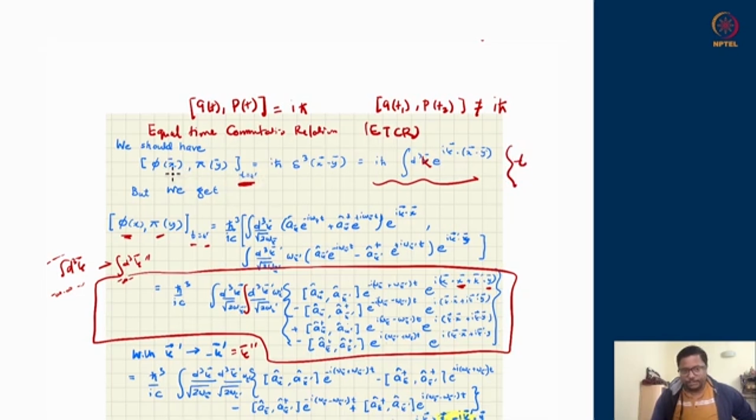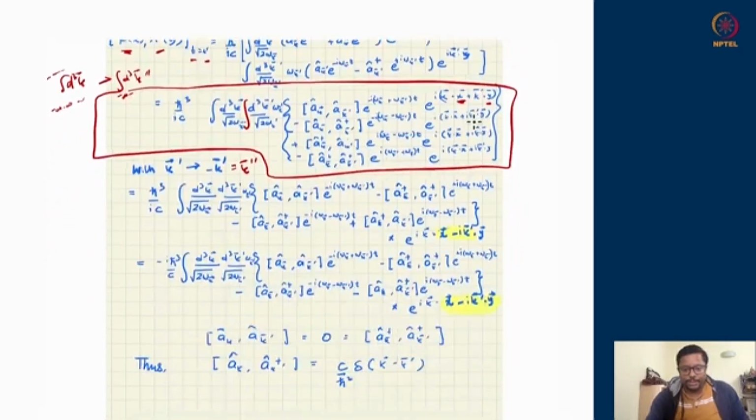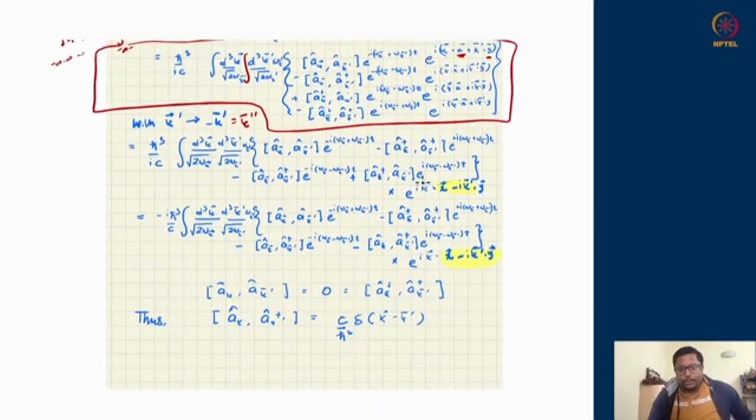It should be true for all time. So the time argument of this phi and pi should be the same, but that time argument could be anything. It could be t equal to 0, 25, 30. The answer on the right hand side should not change, so it should be time independent. So first of all, I will try to locate and see how the time elements could be taken out.